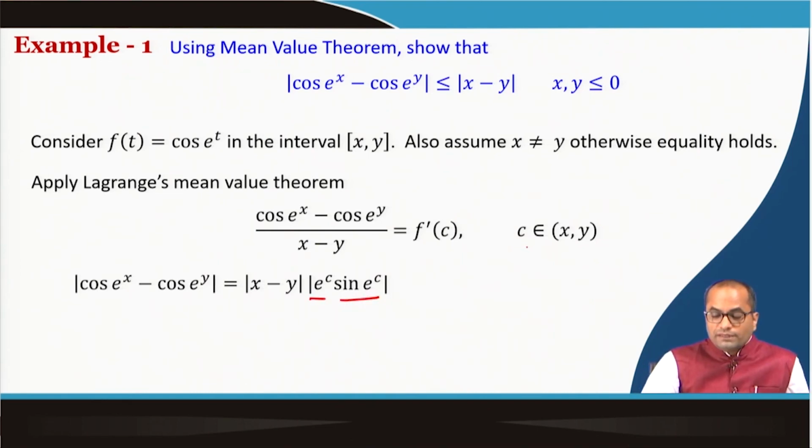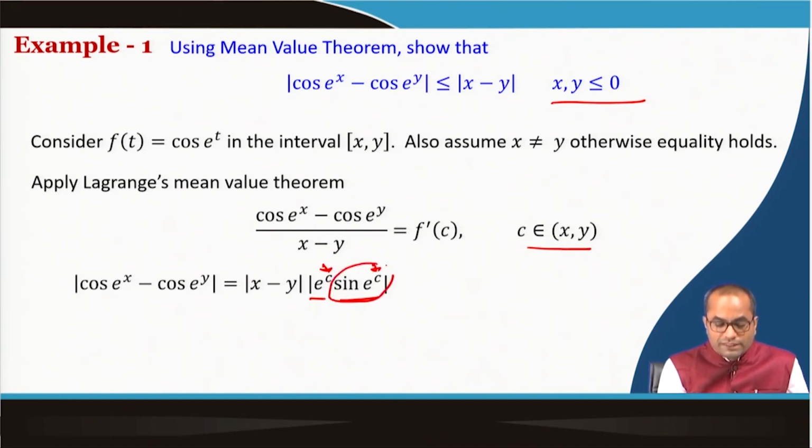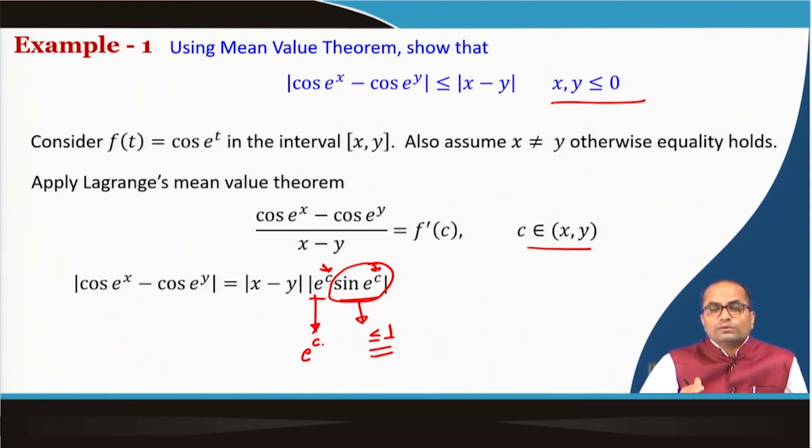So, c is between x and y, which are less than or equal to 0. So, naturally c is a negative number. Whatever this sine of e power c is will be bounded by 1, and e power c, with c a negative number, will be less than 1.